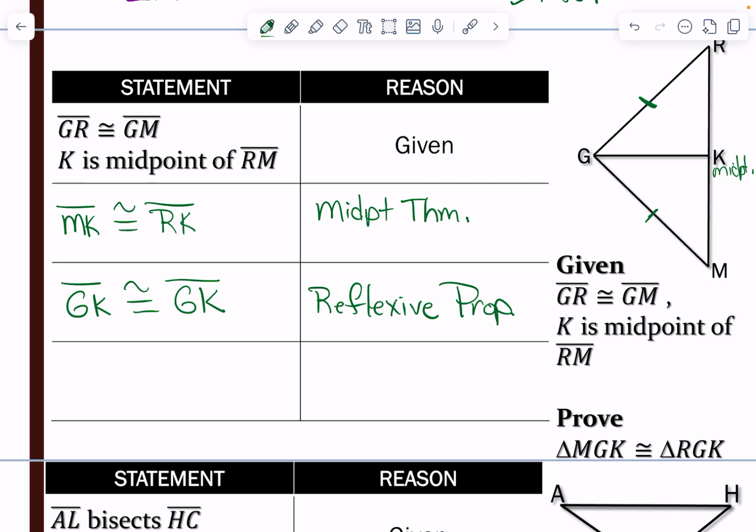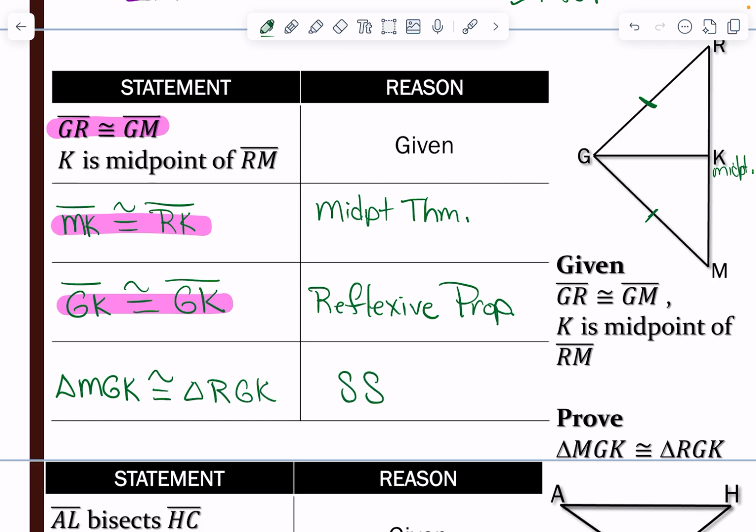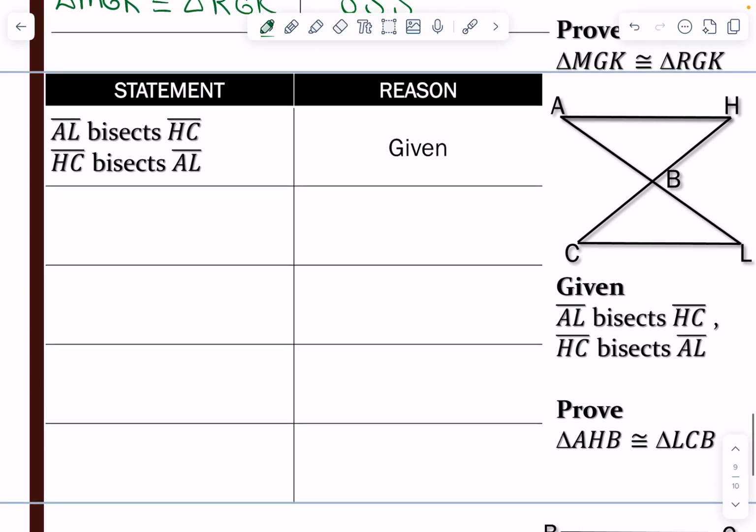Okay, so now if you look at this, here's what we have. We have this side congruent, this side congruent, and this side congruent. So we have three sides. So now I know that triangle MGK must be congruent to triangle RGK by side-side-side relationship. Okay, let's try another one here.